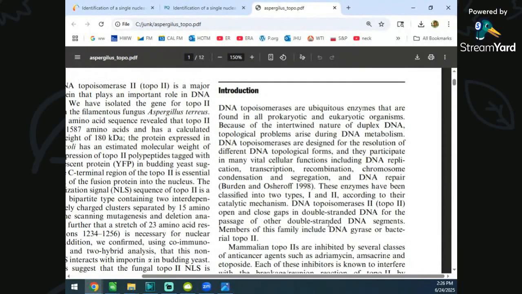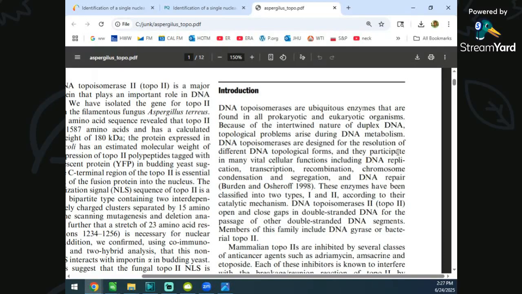Okay. Can you see it okay? Yeah, I can see it. Sure, go ahead and read. DNA topoisomerases are ubiquitous enzymes that are found in all prokaryotic and eukaryotic organisms. Because of the intertwined nature of the duplex DNA, topological problems arise during DNA metabolism. DNA topoisomerases are designed for the resolution of different DNA topological forms, and they participate in many vital cellular functions, including DNA replication, transcription, recombination, chromosome condensation and segregation, and DNA repair.